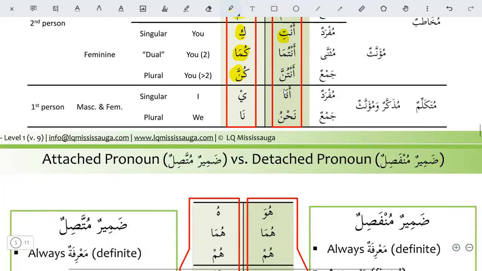For ana, kitabi, my book. Nahnu, kitabuna, our book. So na means our, and ya means my or mine.